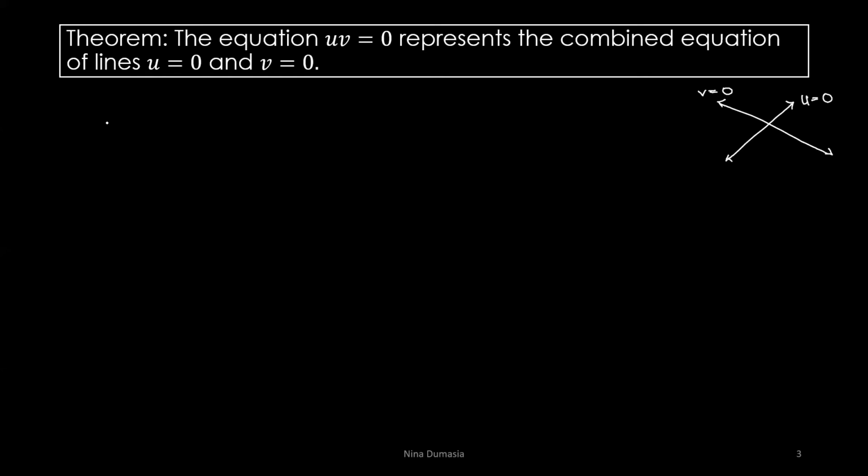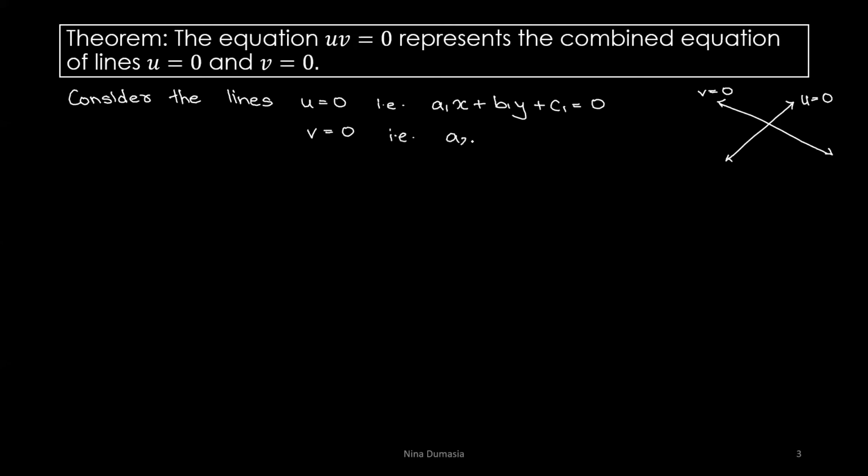So let me just write that down. So consider the line u is equal to 0, that is a1x plus b1y plus c1 is equal to 0 and दूसरा line is v is equal to 0, that is a2x plus b2y plus c2 is equal to 0.